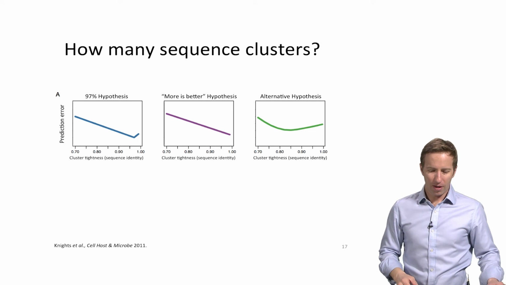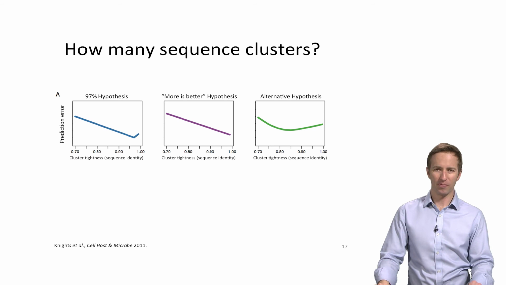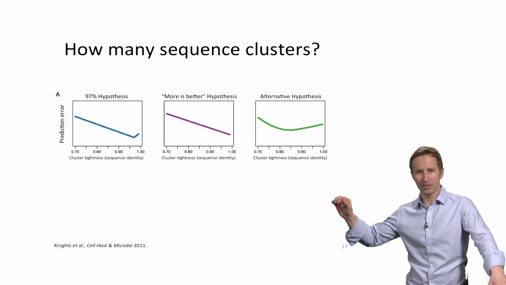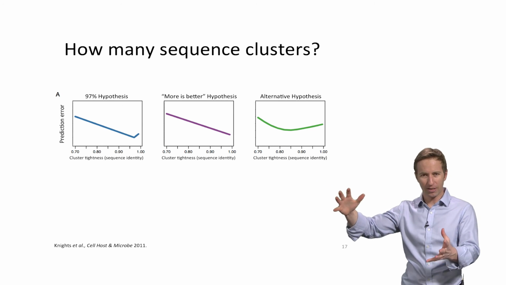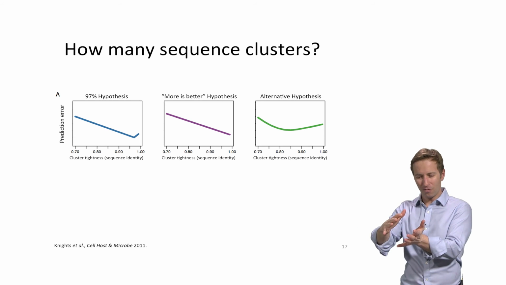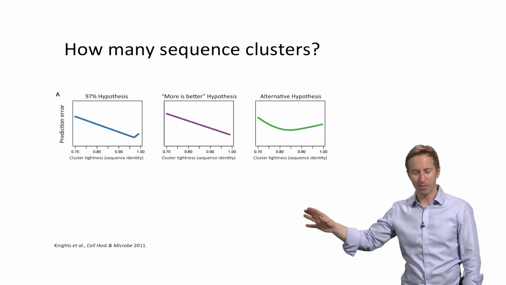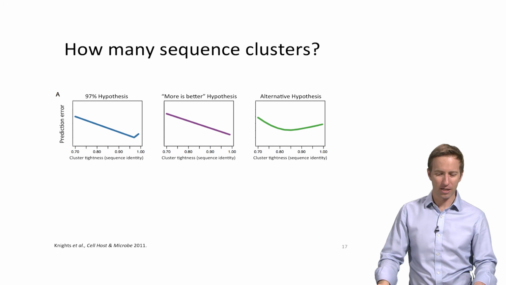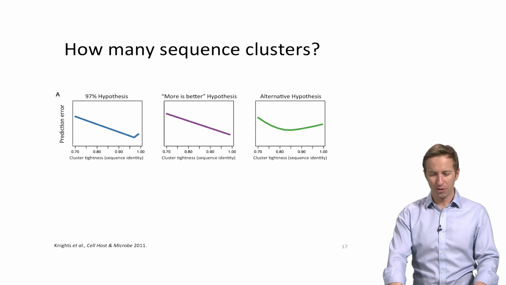Before I ran this, I put forth several different hypotheses about the shape of the prediction error curves. The first one is what I call the 97% hypothesis, which says that error gets better and better as the clusters get tighter and tighter until you get to 97% clusters. And then when you go past that, the error gets worse. And everyone would be very happy if this was the best model, because we've all been clustering our OTUs at 97% for the last 10 years. But it sounds a little too good to be true.